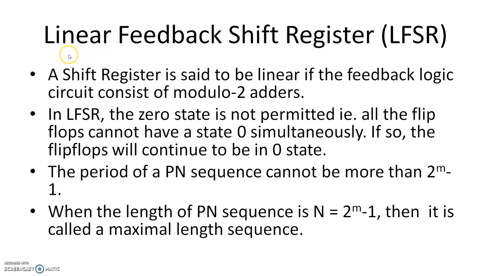Now, one category that we use is the linear feedback shift register. It's called LFSR. If it is a linear feedback shift register, then the feedback logic will be modulo 2 adders. A shift register is said to be linear if the feedback logic circuit consists of modulo 2 adders. So they are basically XOR gates. The XOR property: 0 plus 0 is 0, 0 plus 1 is 1, 1 plus 0 is 1, and 1 plus 1 is 0. That is the modulo 2 adder. So it is the same as XOR.